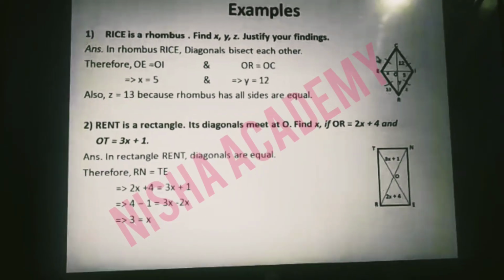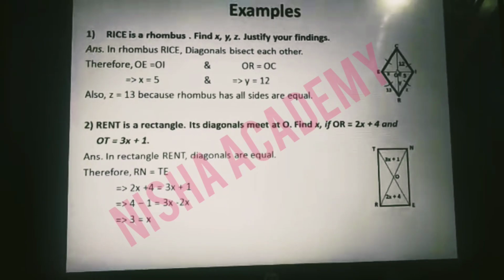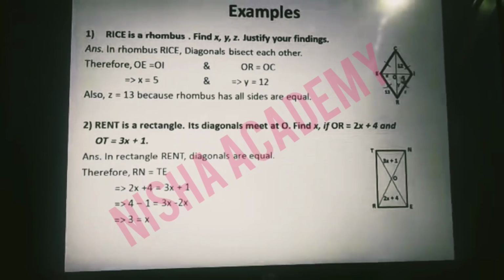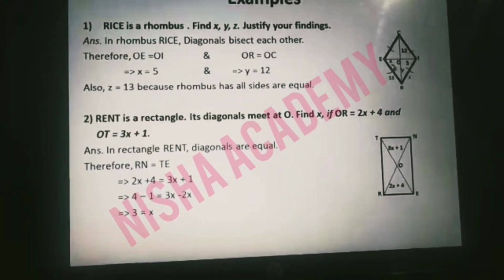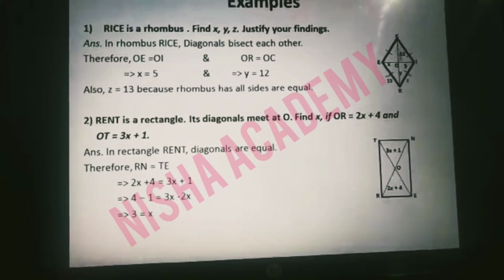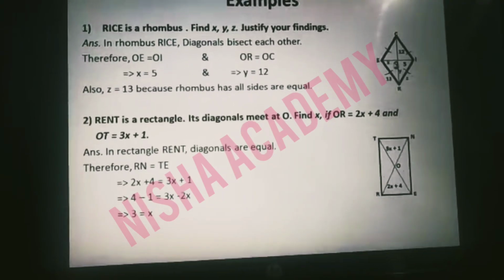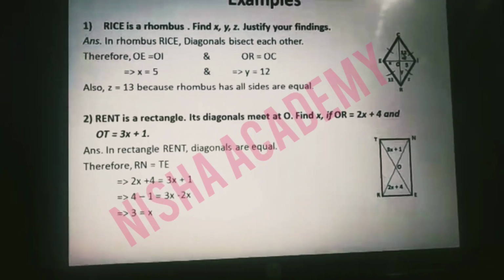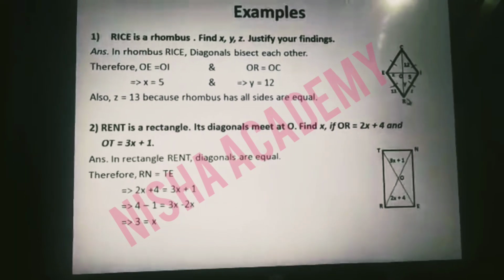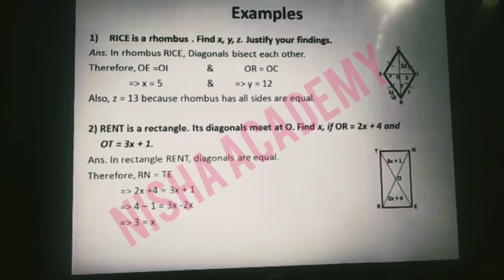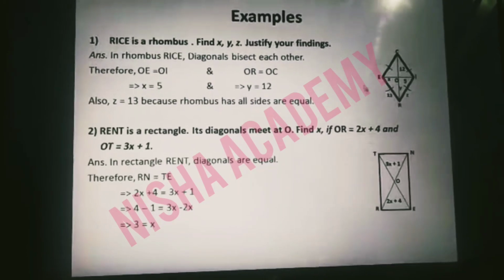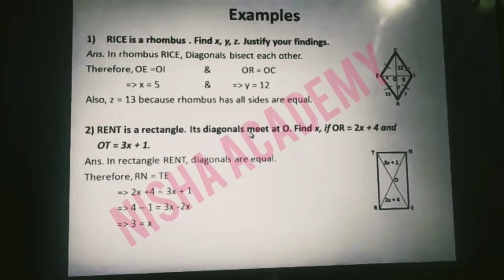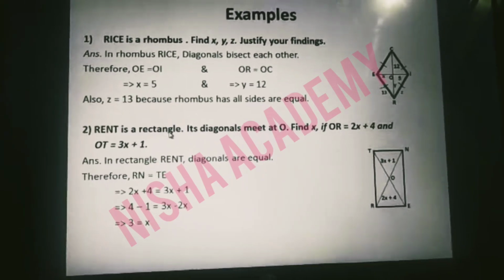Now we have already studied the property that a rhombus has diagonals that bisect each other. Bisect each other means they cut into two equal parts. So we can say that OC equals OR and OE equals OI. Therefore x equals 5 and y equals 12. Also z: ER is the side of a rhombus and a rhombus has all sides equal, so z equals 13.